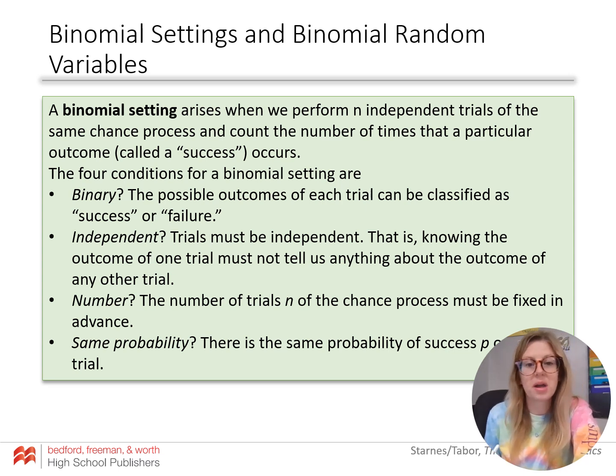All right, let's go ahead and get started with binomial then. A binomial setting arises when we perform n independent trials of the same chance process and count the number of times that a particular outcome occurs. Okay, so we're going to break this down into 4 things that we want to check to see if it's binomial. So the first thing we're looking at is binary.